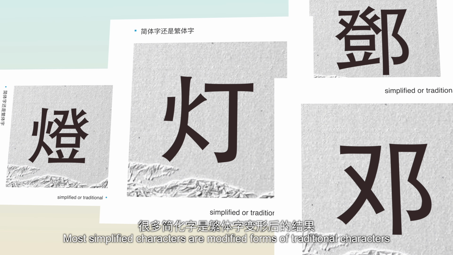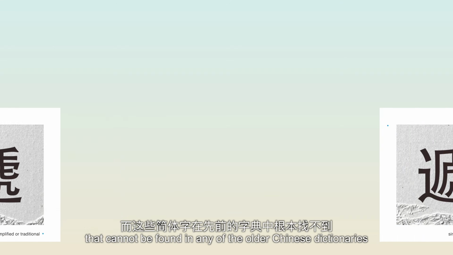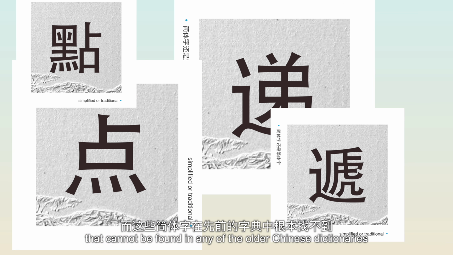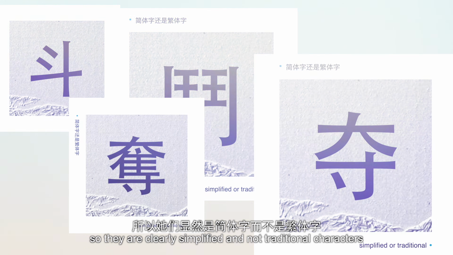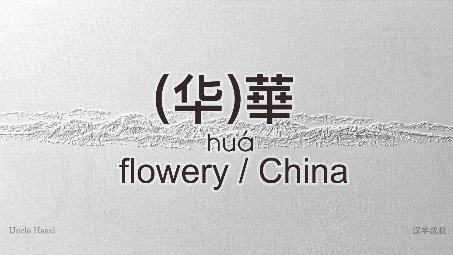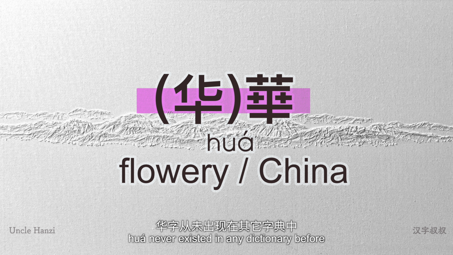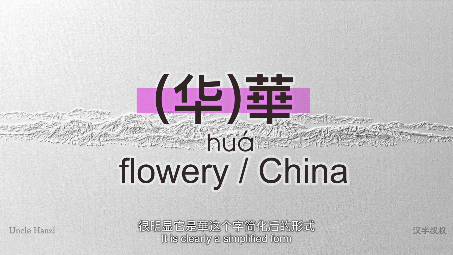Most simplified characters are modified forms of traditional characters that cannot be found in any older Chinese dictionaries. So, they are clearly simplified and not traditional characters. Hua, for instance. Hua never existed in any dictionary before. It is clearly a simplified form.